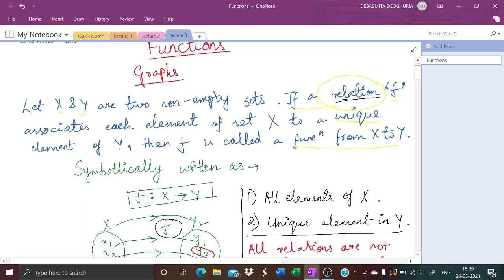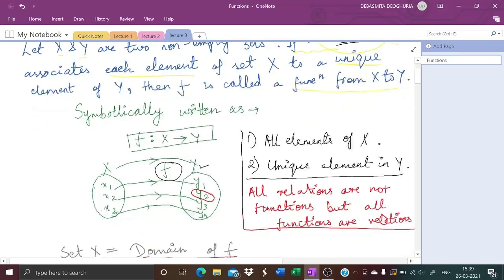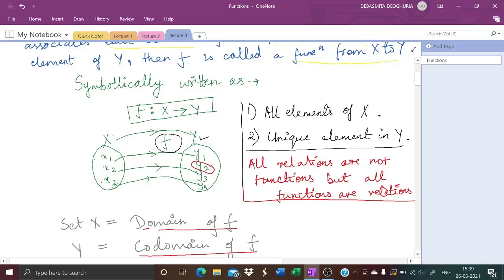Now, every relation is not a function. Only those relations which associate each element of the set X. The term each element is also important. See over here. Suppose this is my set X, and this is my set Y. Now, all the elements x1, x2 and x3 are associated by the function f.